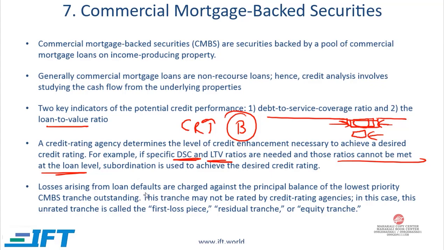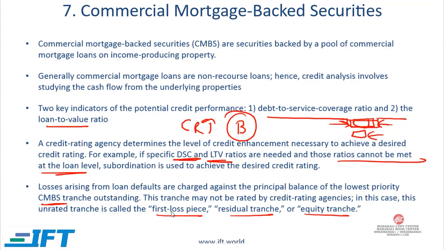Losses arising from loan defaults are charged against the principal balance of the lowest priority CMBS tranche outstanding. This tranche may not be rated by credit rating agencies. In this case, this unrated tranche is called the first loss piece, residual tranche, or equity tranche.